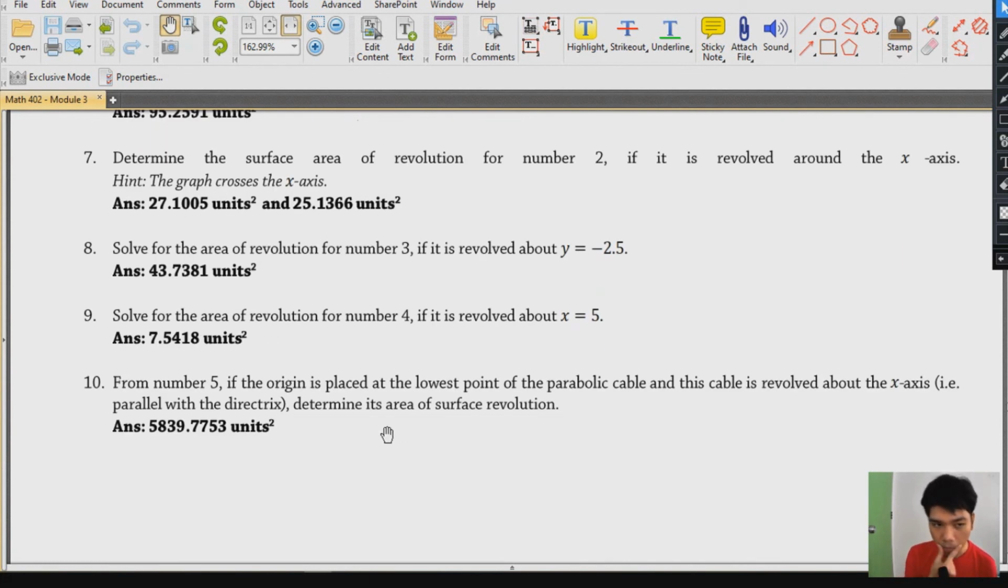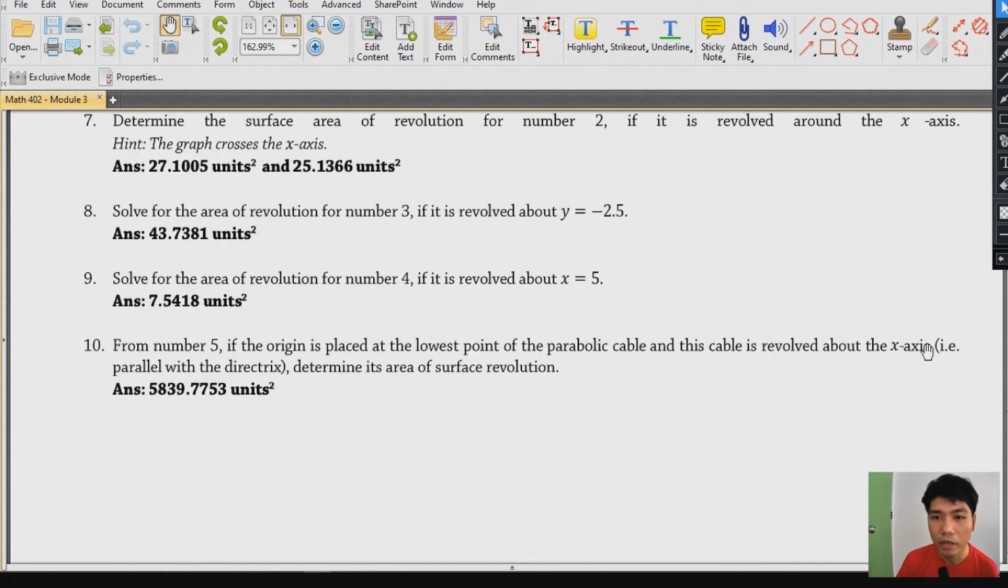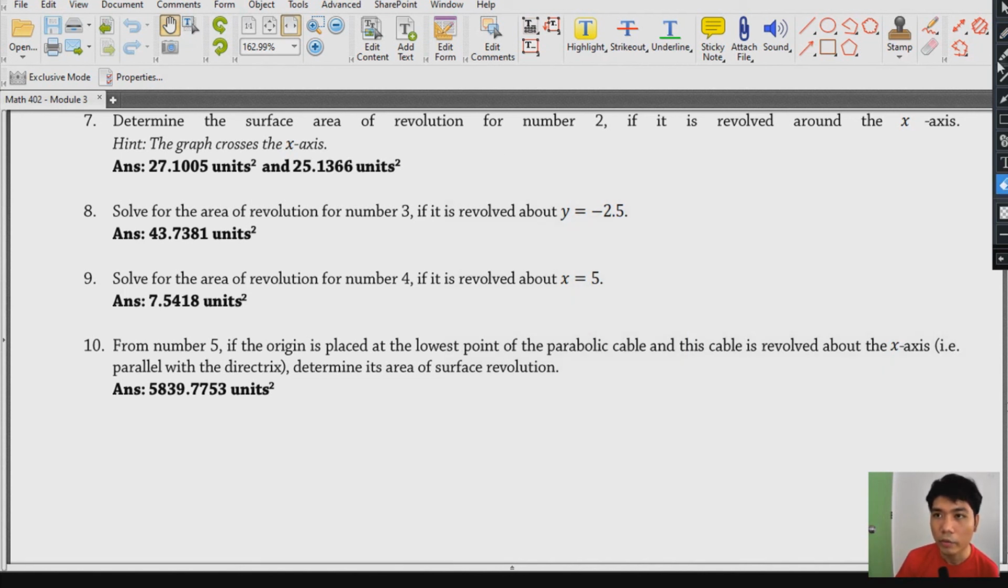So for number 10, what it says here is that we have, same as earlier when we solved number 5. But in this case, we have an axis of revolution, and that's the x-axis, parallel to the directrix. We know that, right, when we have a parabola that opens upward and this is your x-axis, technically the directrix is the distance from your focus going to this certain, like the locus of a point. So in that way, the directrix is just equidistant from the center to the focus distance or the focal distance. So that's how you will solve for this number 10.